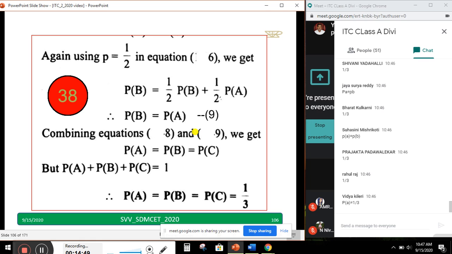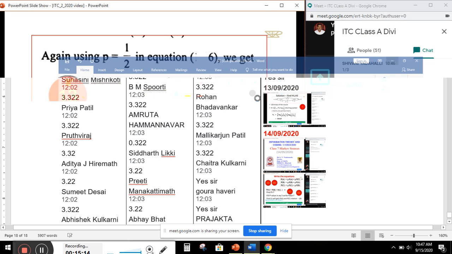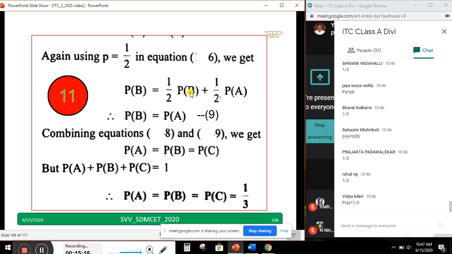Probability of B equal to probability of A is correct. Probability of A equal to probability of B equal to probability of C equal to 1 by 3, I got. If anybody's answer is different, you can just cross verify so that you can continue. Another 10 seconds, then we'll go to the next slide. So let us go to the next slide.